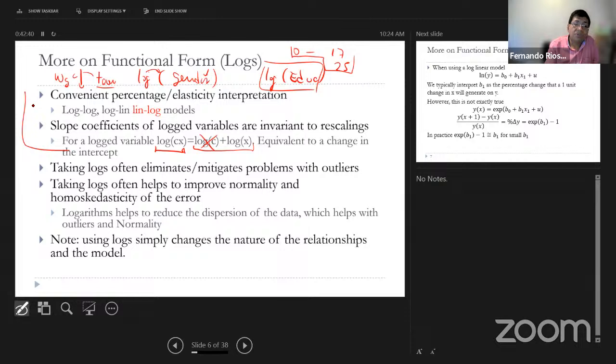In addition to these reasons of convenience for interpretation and the invariance properties of using logs, you might also want to use logs because it might help you, though again it's not something that you have to do, to eliminate or mitigate problems of outliers. Now, what is an outlier? An outlier is just an observation, either on the dependent or independent variables, that is way far from the distribution of the other numbers in your data.